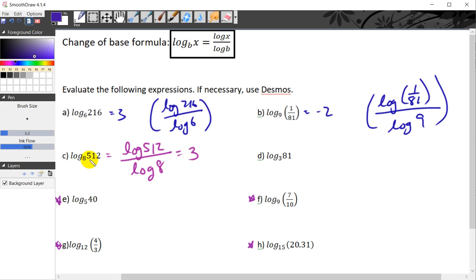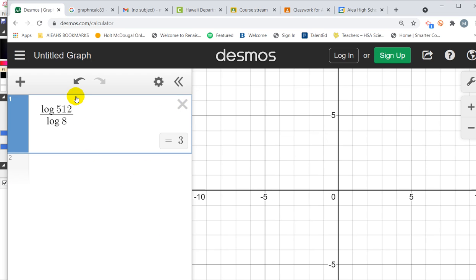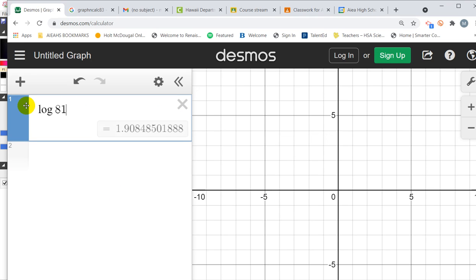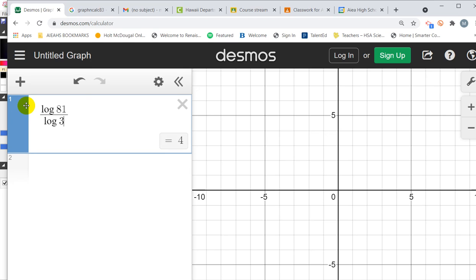In other words, if a logarithm is an exponent, this is 8 raised to some power y equals 512. If you think about it, 8 times 8 times 8 should be 512. This one here is the same idea: log 81 divided by log of 3. So we have log 81, highlight this whole thing, divided by log of 3, and we get 4.